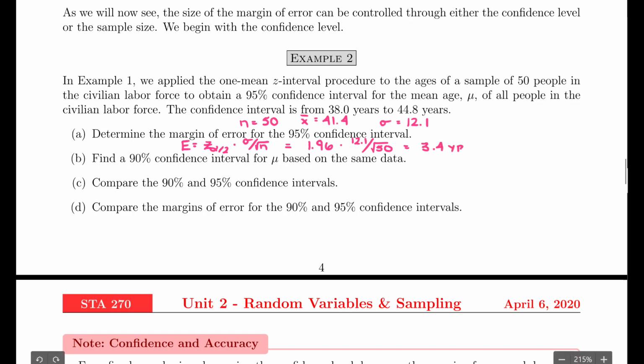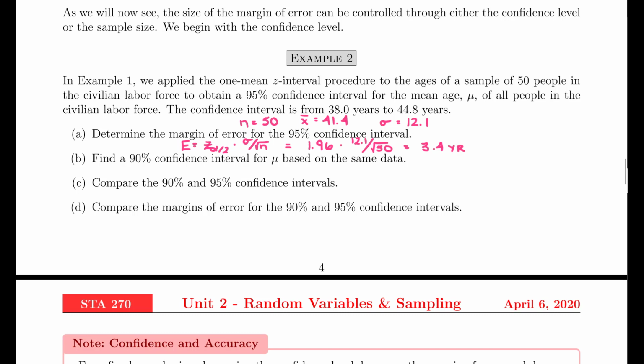years. So what that means is if we take our mean, which we computed a second ago to be 41.4, and we subtract 3.4 from that, that gives us our lower bound of 38. If we add 3.4 to that, we get 44.8, which is our upper bound of the confidence interval.